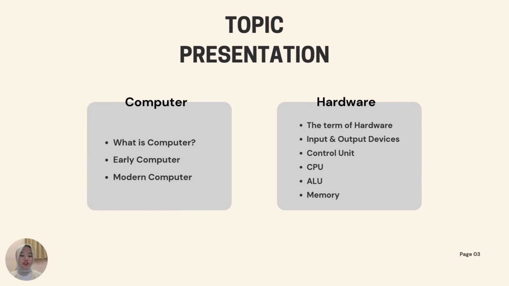So, there are going to be two materials that we will discuss, and there will be several topics from each material. In the computer material, we are going to discuss what is a computer, early computer, and modern computer. In the hardware material, we will discuss the term hardware, input and output device, control unit, CPU, ALU, and memory.